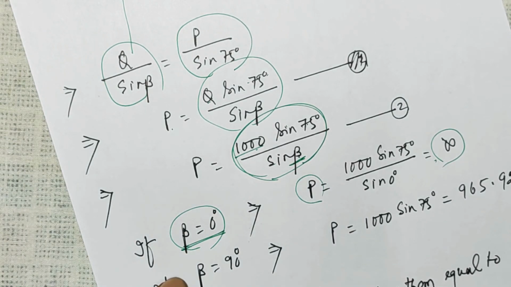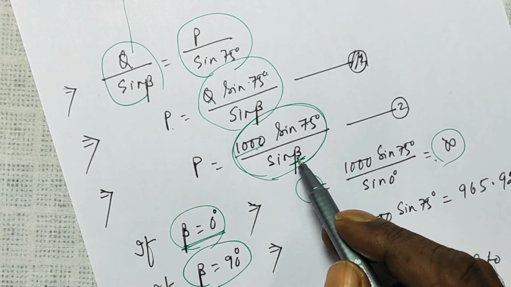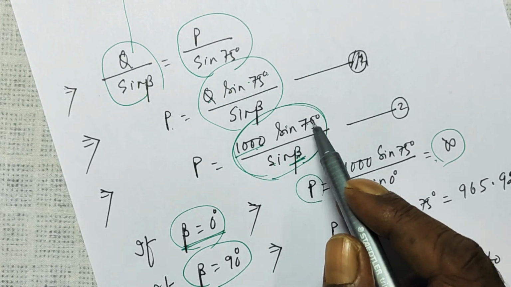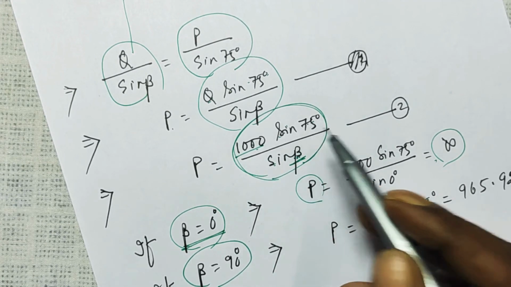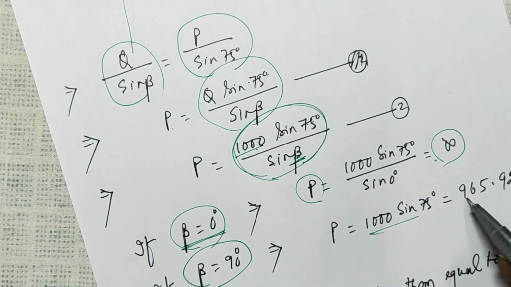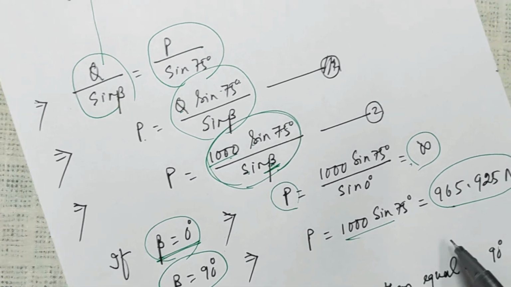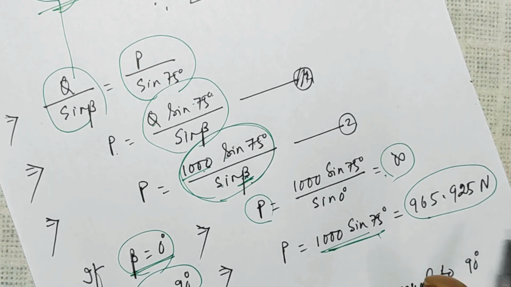Now, the second part of the argument: if beta is equal to 90 degrees, sine 90 is 1. So 1000 into sine 75 by 1 is 1000 sine 75. That is equal to 965.925 Newton if you just put it in a scientific calculator.